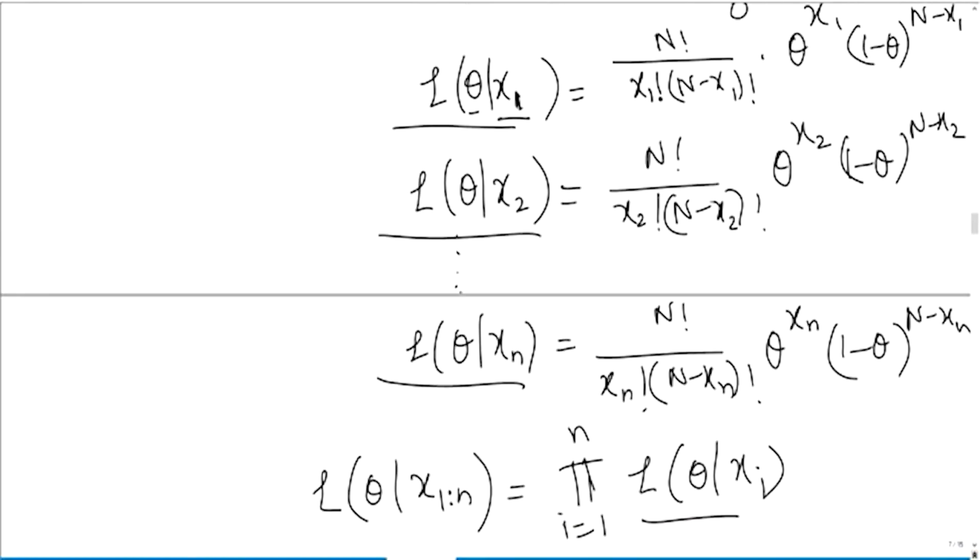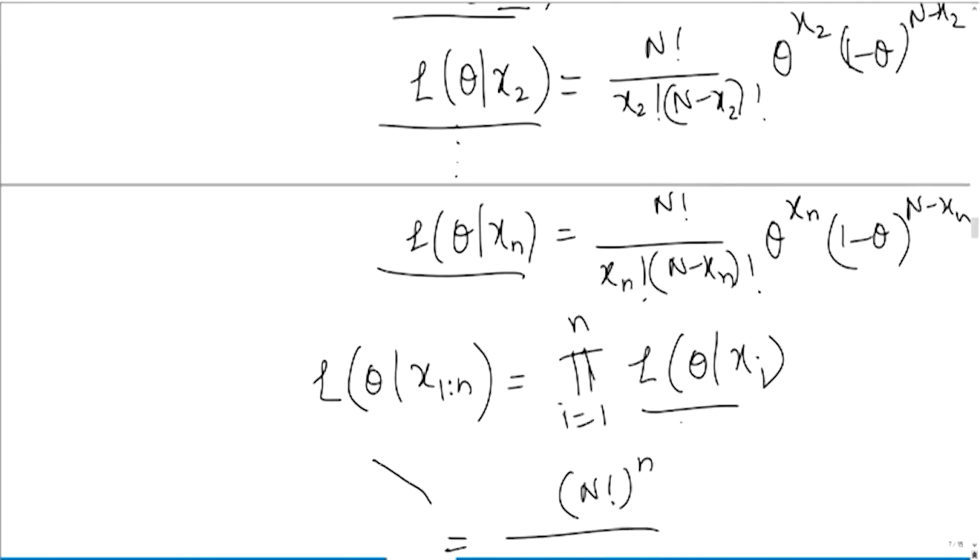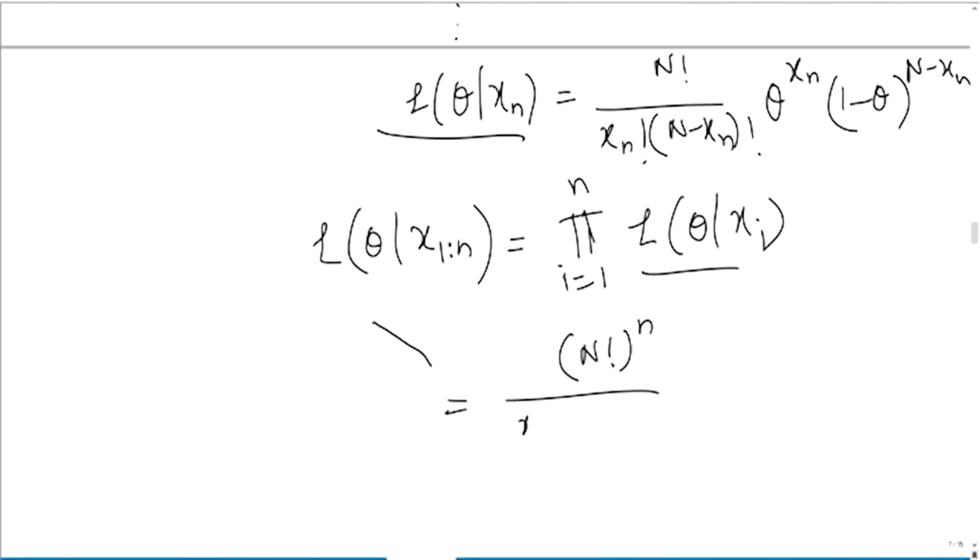So, how do we take the product of all these terms? Basically what will happen, it would be n factorial to the power n divided by x1 factorial into x2 factorial and so on to xn factorial. Similarly, n minus x1 factorial. Okay, so you can write it in a compressed form like this. So, basically it's the product for i equals 1 to n of xi factorial and the product for i equals 1 to n of n minus xi factorial.